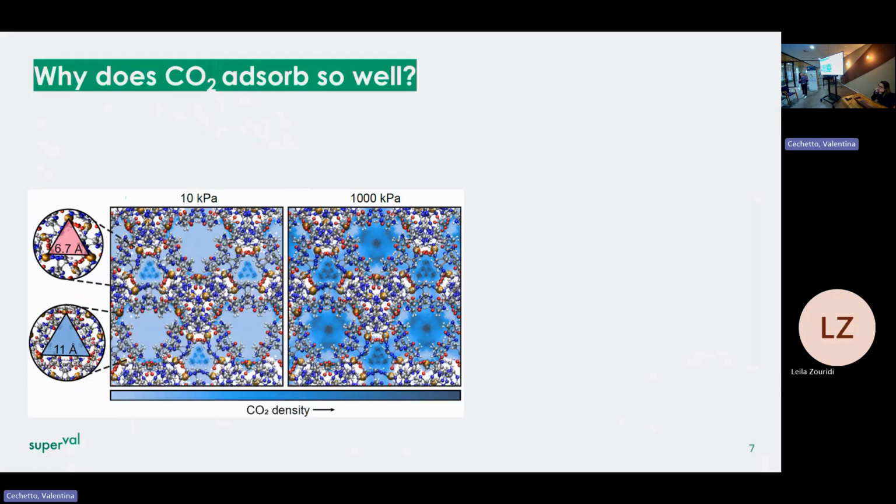And we can see this also if you look at a simulation at a low pressure, so 10 kilopascal, is that the CO2 density was mainly located in these binding pockets. And then at high pressure, the rest of the core had also filled up with CO2.